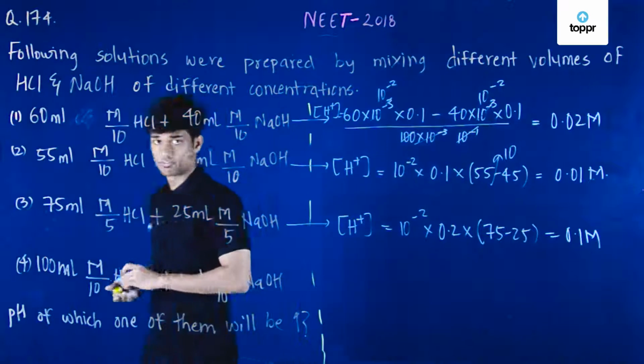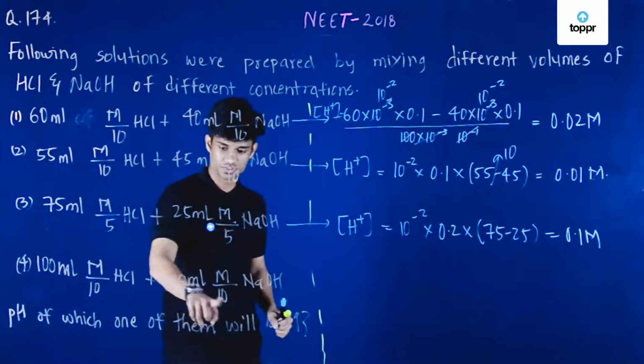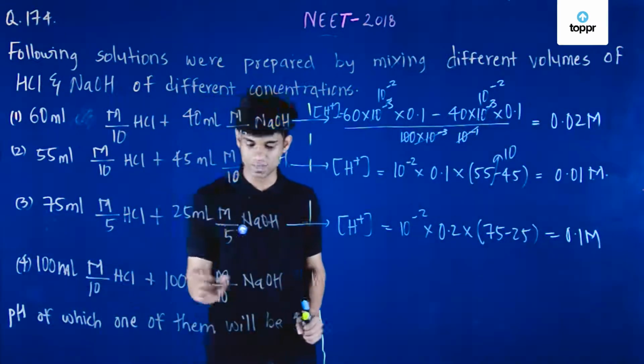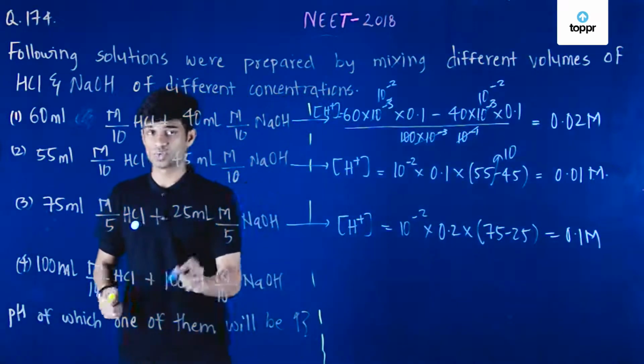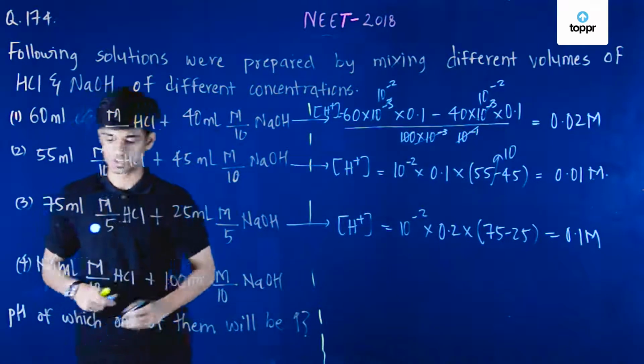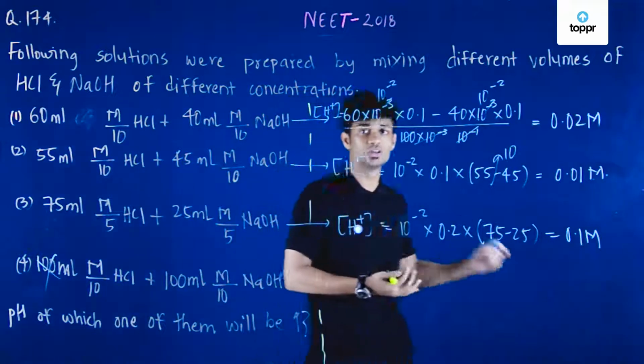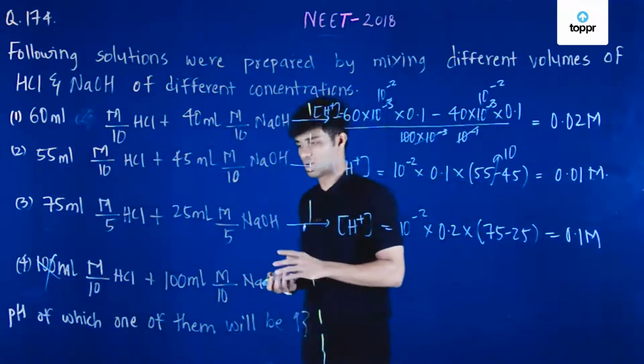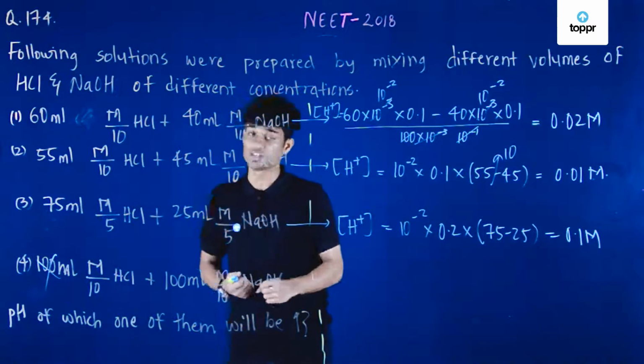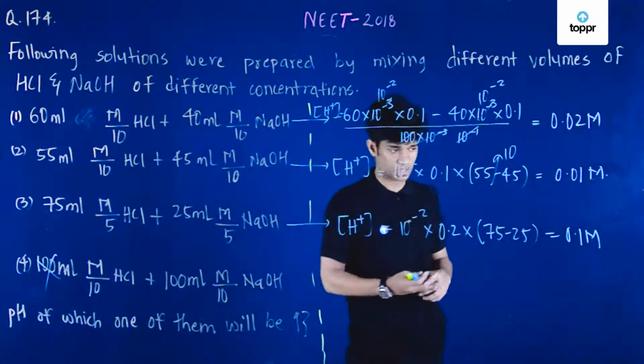I don't have to solve for option 4 because I have the same concentration and same volumes of HCl and NaOH. So they are going to cancel out each other. So this is anyway out of my question, because all of it is going to be neutralized. It's neutral, so pH of 7, because the solution is neutral.